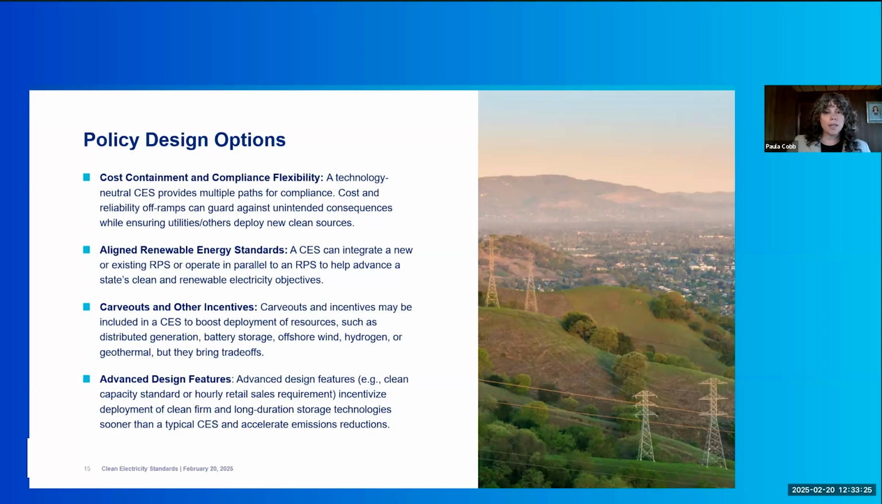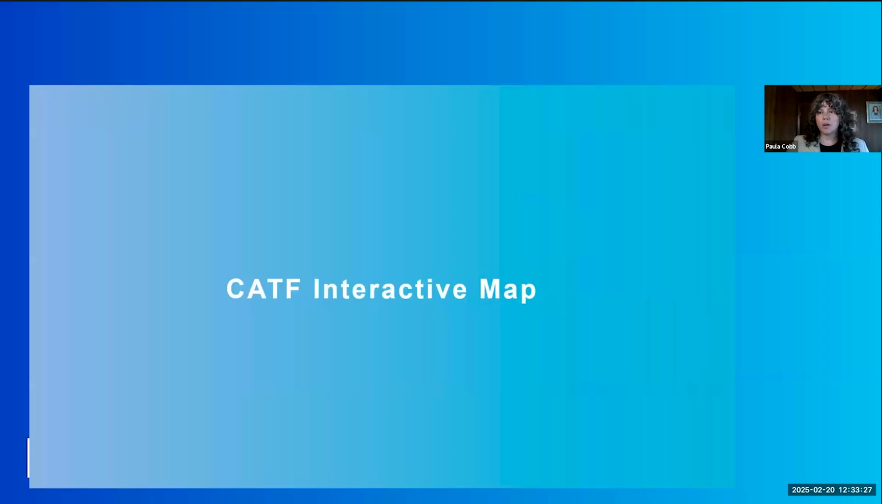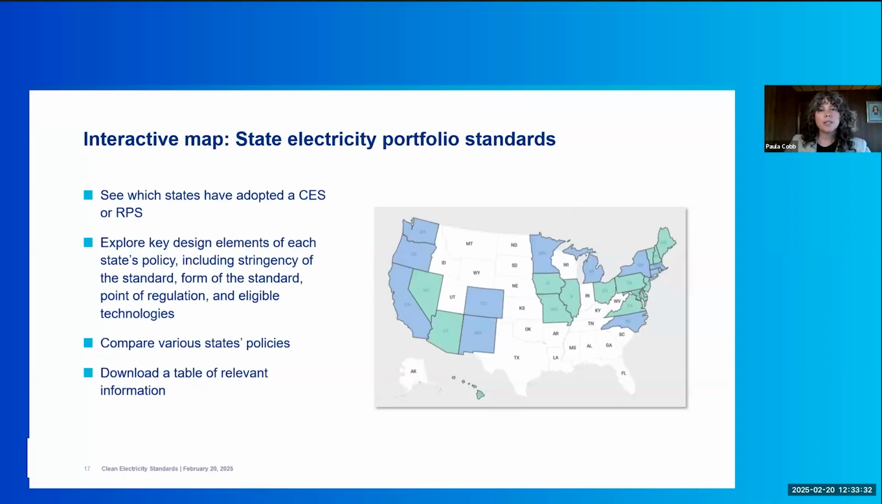All right, I want to take the time now to walk you through our interactive map that we developed at CATF. This visual here is what you'll see when you bring the map up. And state officials can use this map as they're devising or updating their policies, or really any stakeholder that is interested in understanding the state of play on clean electricity standards within the country, and how the states have actually looked at these design elements that we've just discussed and then put them into action in their states within their standards.